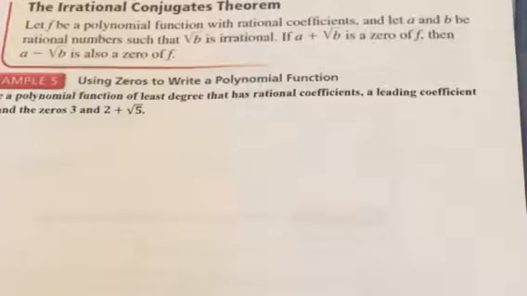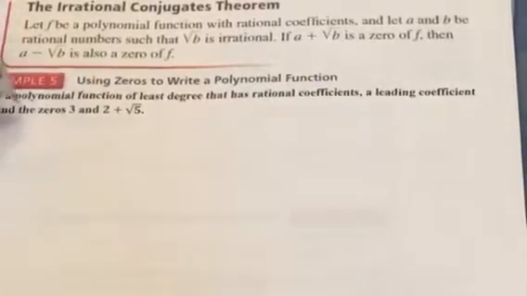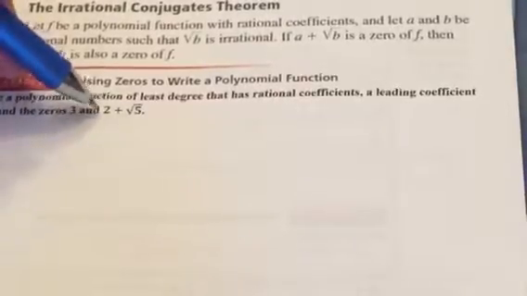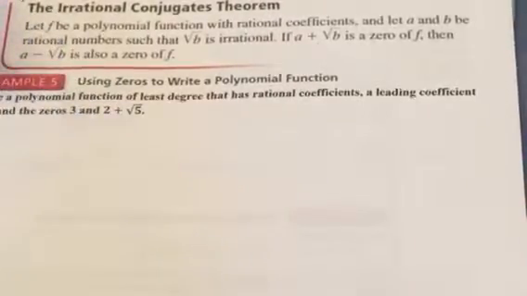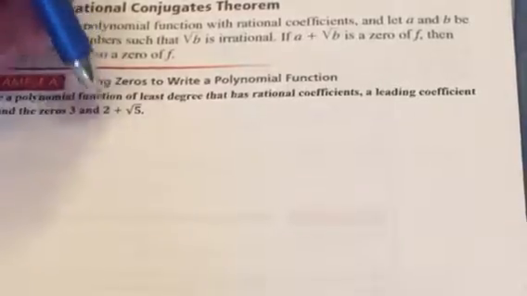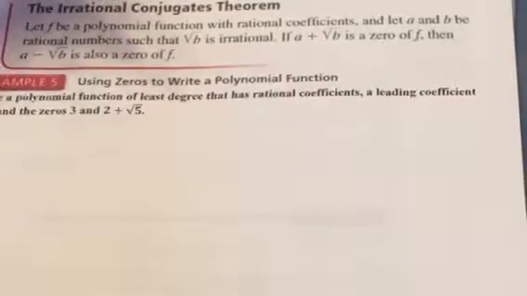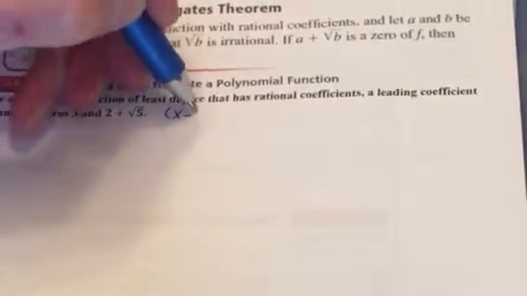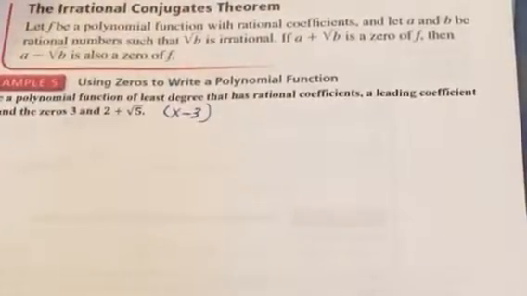Okay, so the way that works is if you have this example, if we know that 1 is a 0, guess what? Okay, I misread that earlier. So anyway, if 3 is a 0 and 2 plus root 5 is a 0, that means 2 minus root 5 is a 0. If you know that 3 is a 0, you know that you have x minus 3 as a factor.